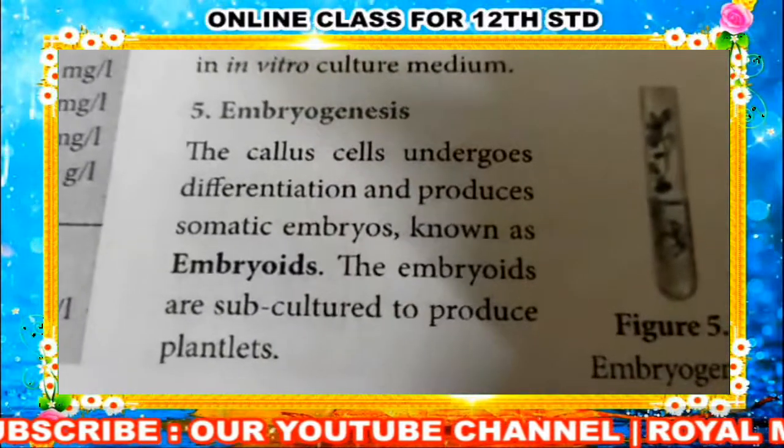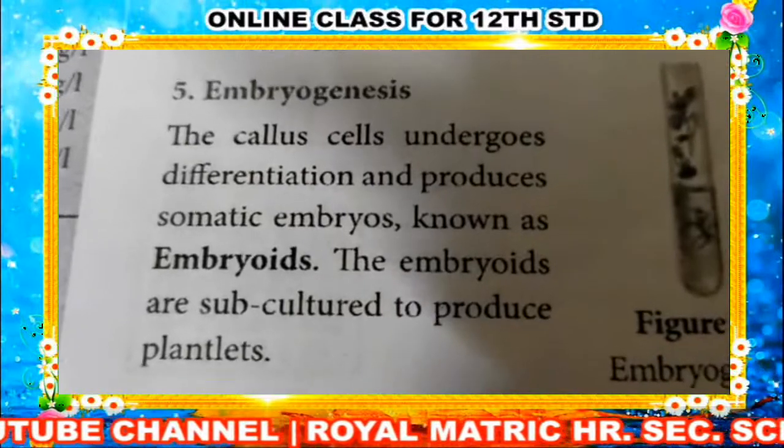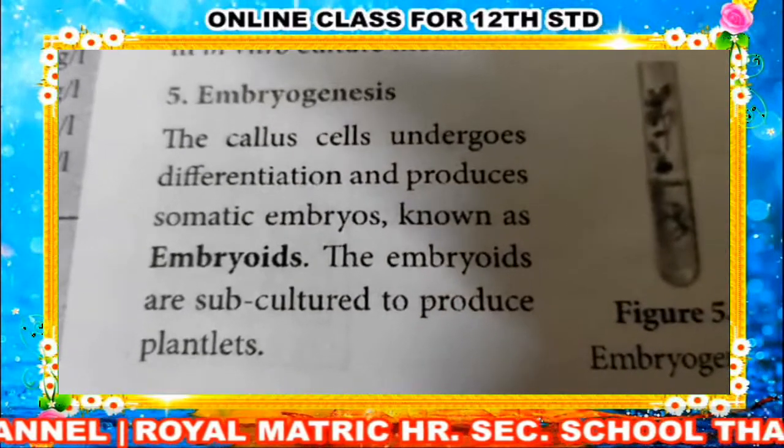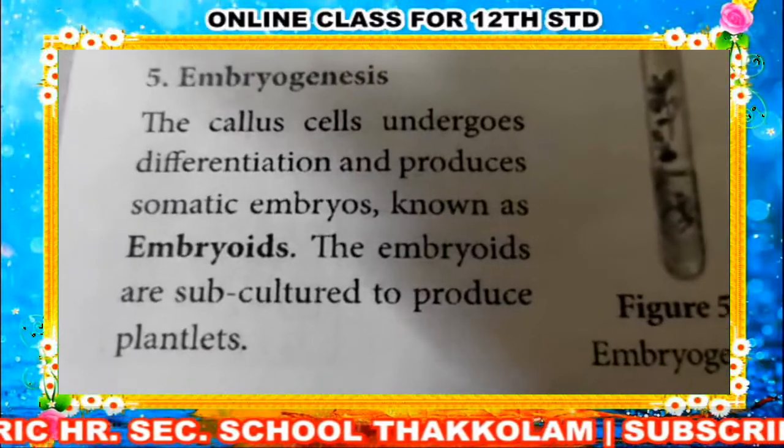Now, embryogenesis. The callus cells undergo differentiation. What happens? It is dividing, and it is producing new embryos. That is known as embryoids.